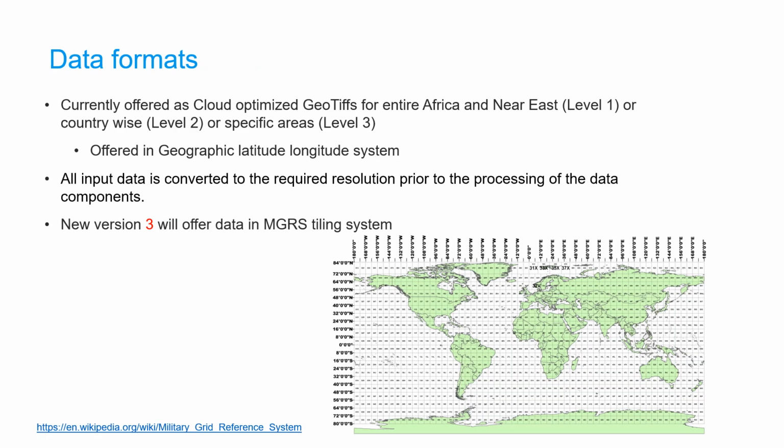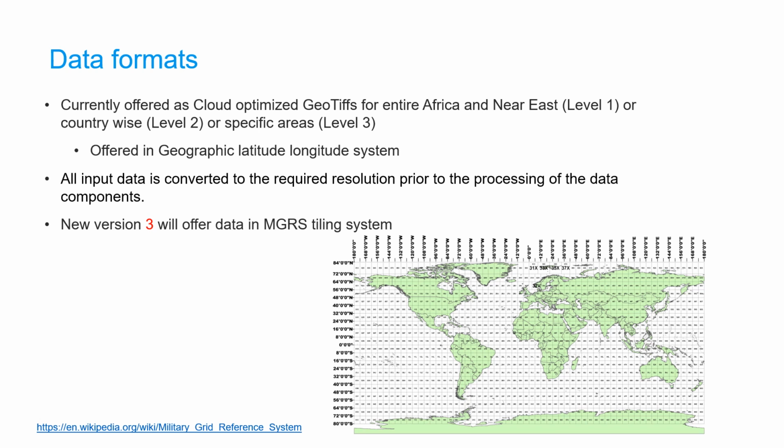In terms of data format, WaPOR currently offers the products as cloud optimized GeoTIFFs for entire Africa and Near East for level 1, or country-wise GeoTIFFs for level 2, or for higher resolution level 3 for specific areas. These datasets are now offered in geographic latitude-longitude system. All input data required to produce the WaPOR data components are converted to the required resolution prior to the processing of the data components.